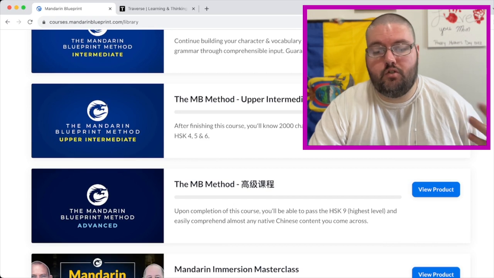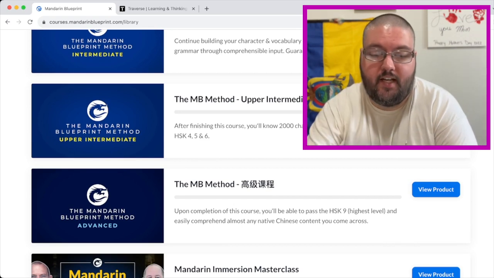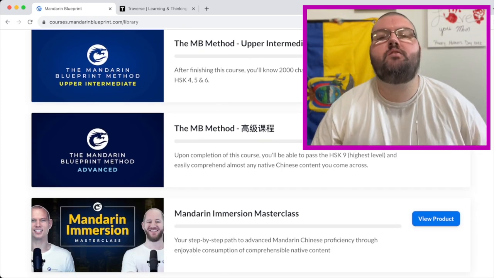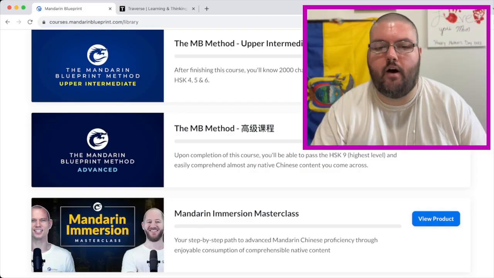And once you finish, you're supposed to be able to pass an HSK9 test and comprehend almost any native Chinese content you come across, as stated here in the lesson. I assume this is probably also going on the idea that you are immersing in content as well. So you're gaining the sounds of the language and stuff like that just internally as you're going throughout the course.